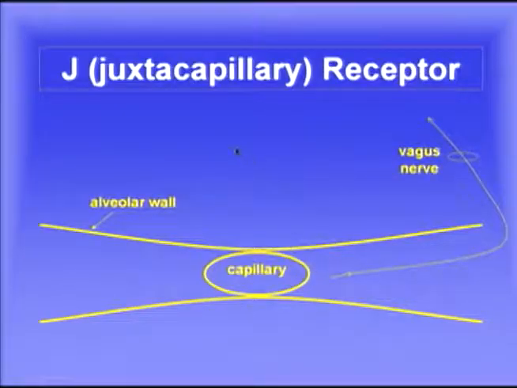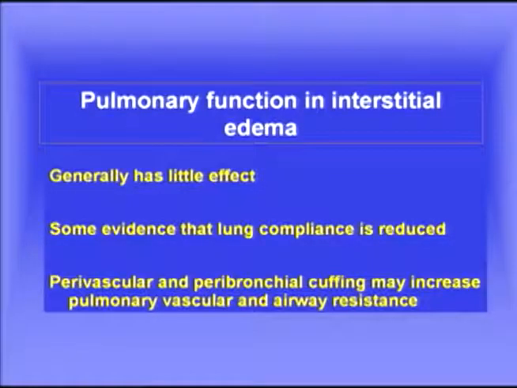The reason for the dyspnea is not fully understood, but very likely it's the juxtacapillary receptors that may be responsible. The endings of these receptors are in the alveolar wall, which becomes edematous, and they presumably are stimulated by this, and they cause this rapid, shallow breathing, the dyspnea. Now, interstitial edema has very little effect on pulmonary function. There's a little bit of evidence that lung compliance is reduced.